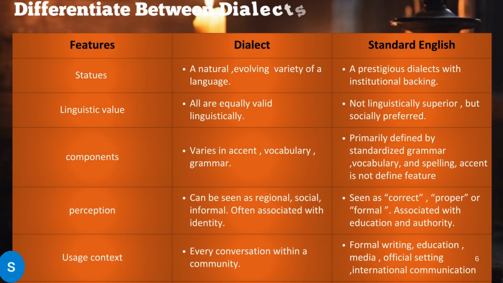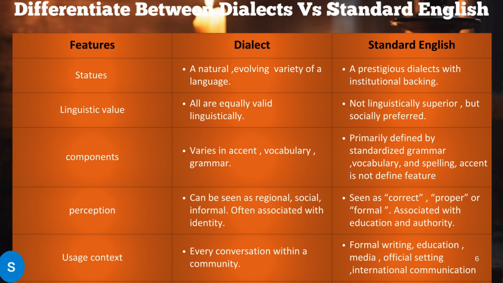Now let's talk about the differences between dialect versus standard English. First feature is status. Dialect is a natural evolving variety of a language. Standard English is a prestigious dialect with institutional backing. Next one is linguistic value. In dialect, all are equally valid linguistically, but Standard English is not linguistically superior but socially preferred.